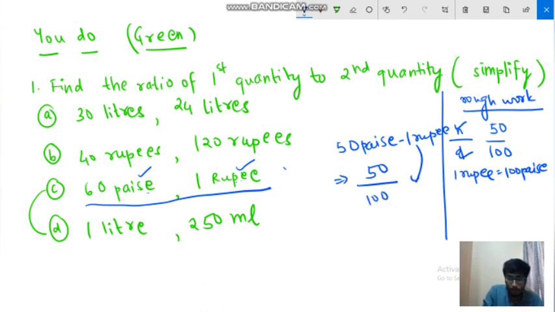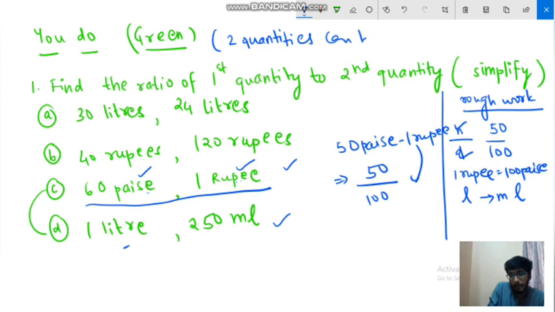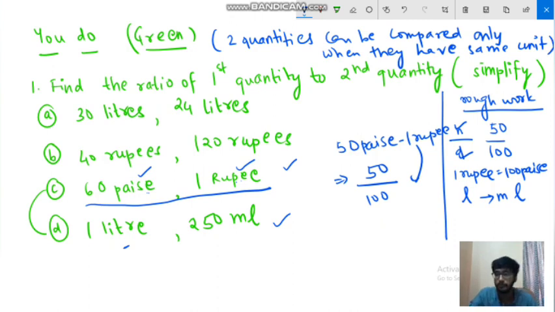Okay, so you will similarly solve this question. And here also you will use the relationship between liter and milliliter. I will not tell you, you have to find it. So you have to convert liter into milliliter and then find the ratio. So two quantities can be compared only when they have the same units. Okay, I will write it here. Two quantities, you will also note down, two quantities can be compared only when they have the same unit. Okay, do this.